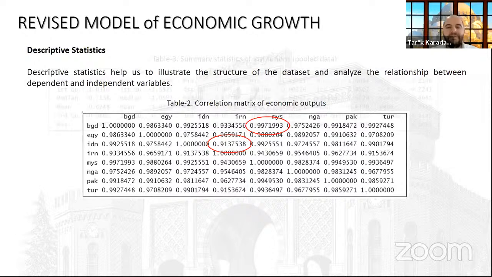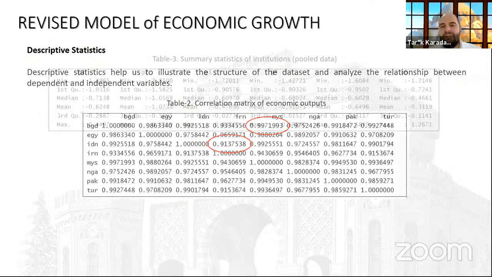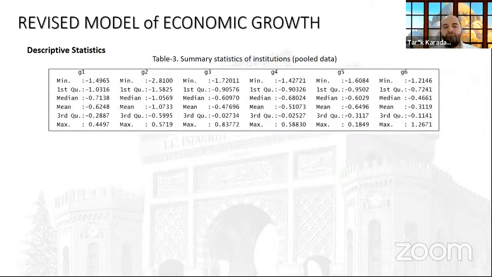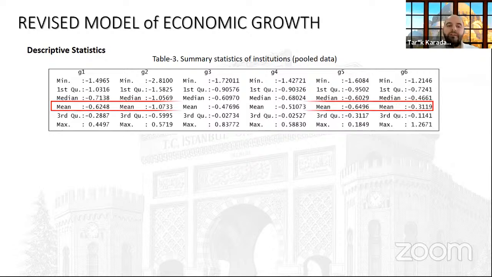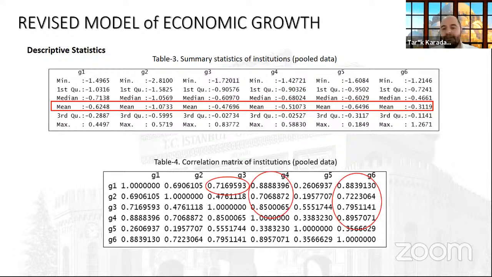This is the summary statistics of the institution. As I said, it's ranging from minus to plus 2.5. The means of all the institutions for the D8 countries is negative, unfortunately, which is a bad thing. That says that the institutions are not at a good level according to the data. And this is the correlation matrix of, again, the institutions in the pooled data. We can see that there are some correlations between the institutions.